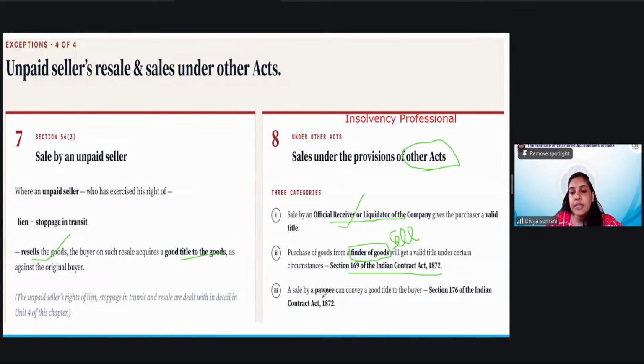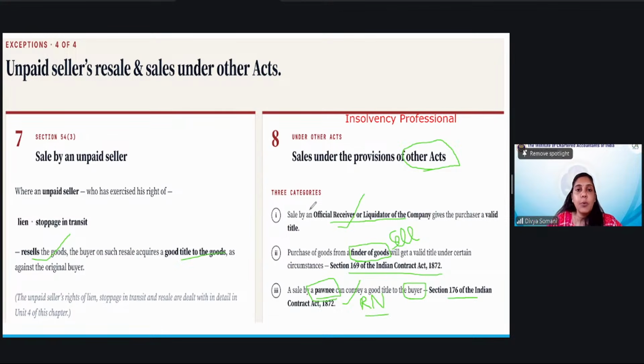Similarly, in section 176, the pawnee has the right to sell. So the pawnee is basically a person under a pledge, the one with whom you have pledged your goods. If the person who has pledged the goods and has taken some loan or amount is not able to pay, the pawnee has the right to sell those goods and recover the money he has given to the other person. But the important thing is he has to give a reasonable notice. That means he has to inform the person whose goods are lying with him that if you are not paying me in time, I will be selling off your goods. If reasonable notice is given, he has the right to sell it.